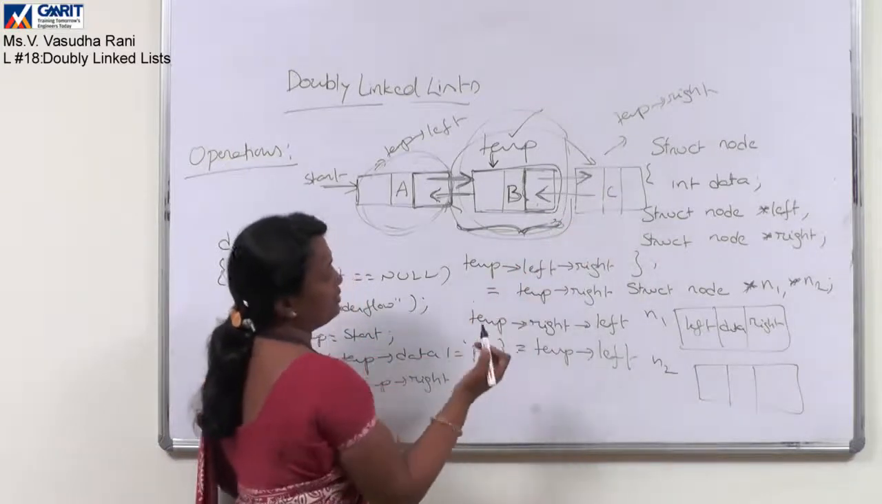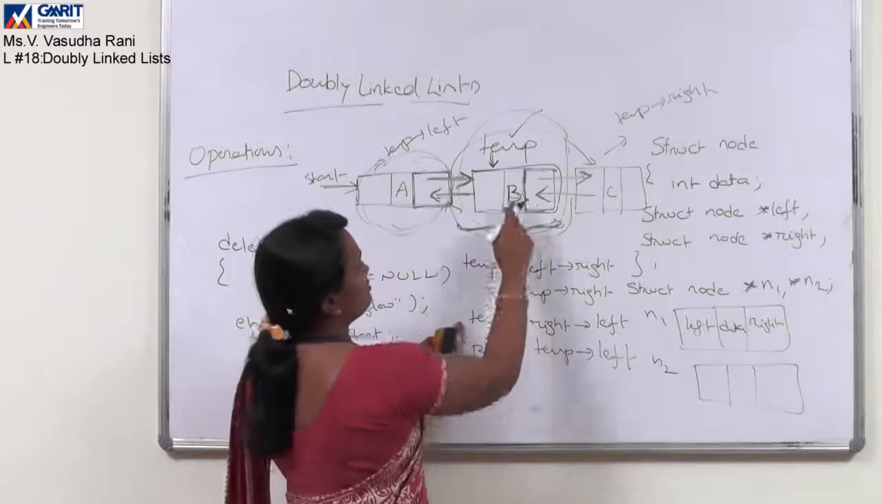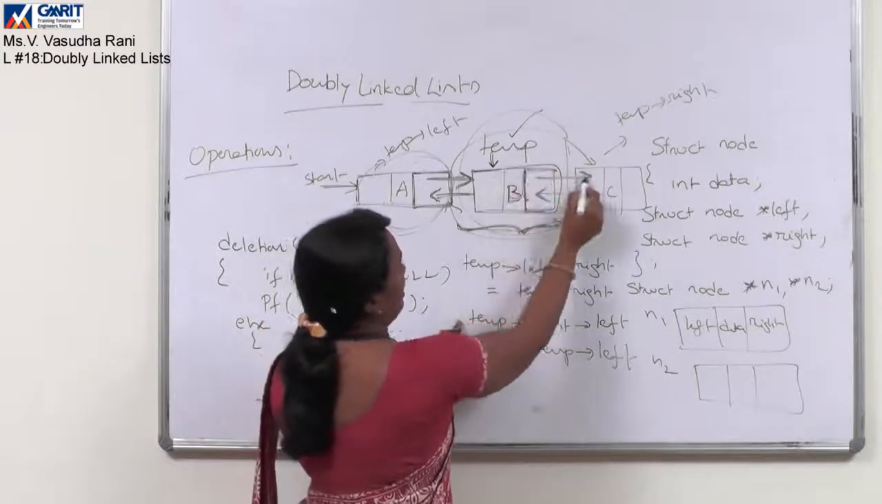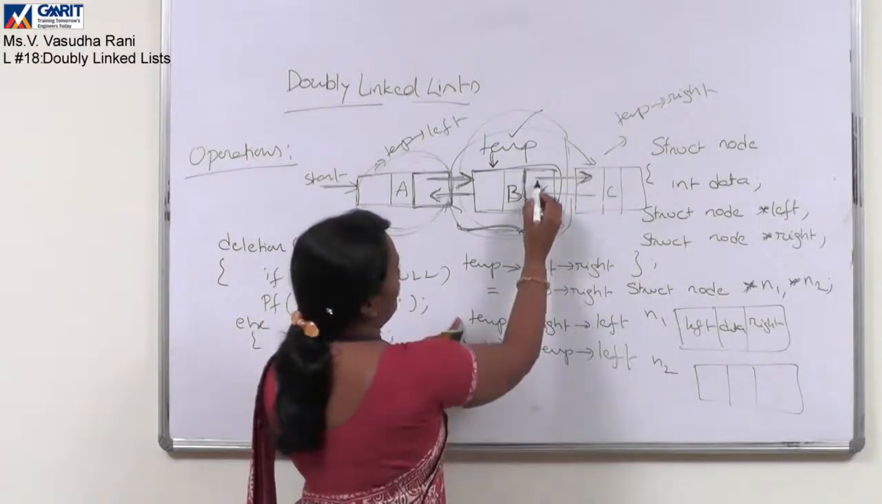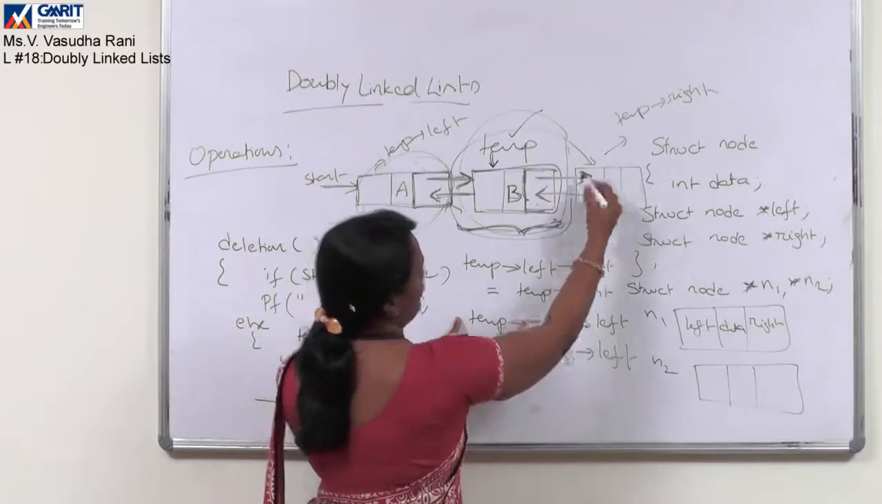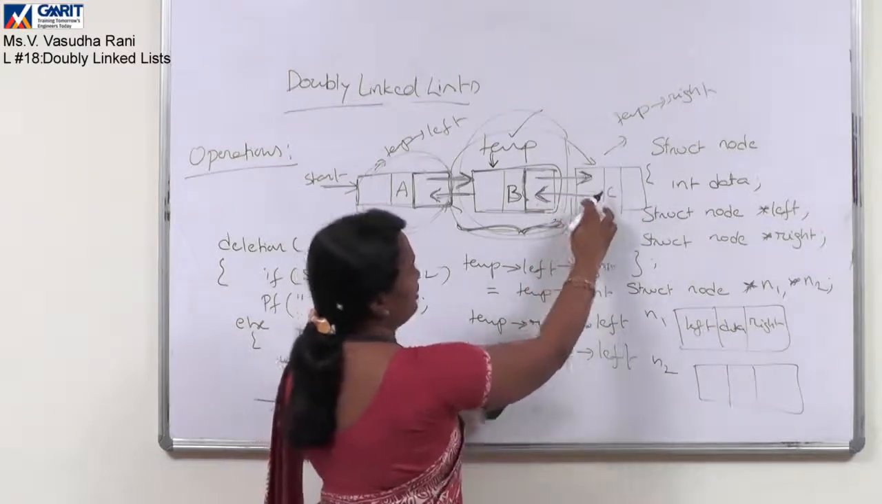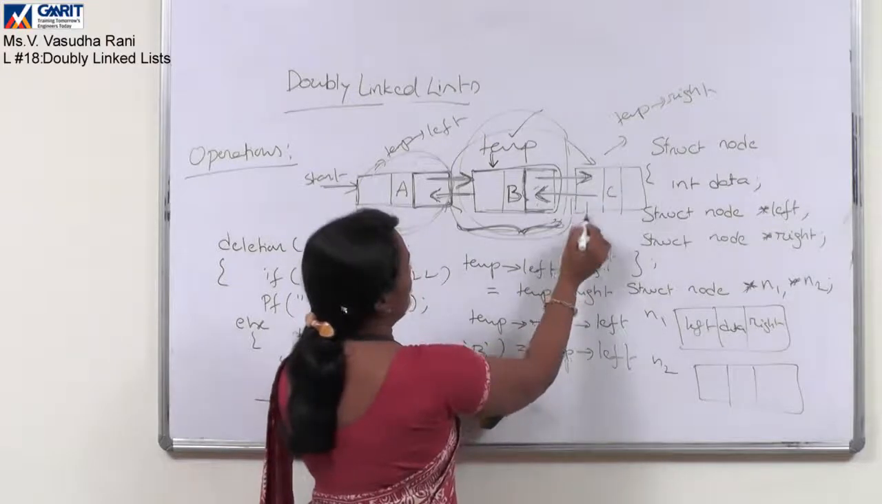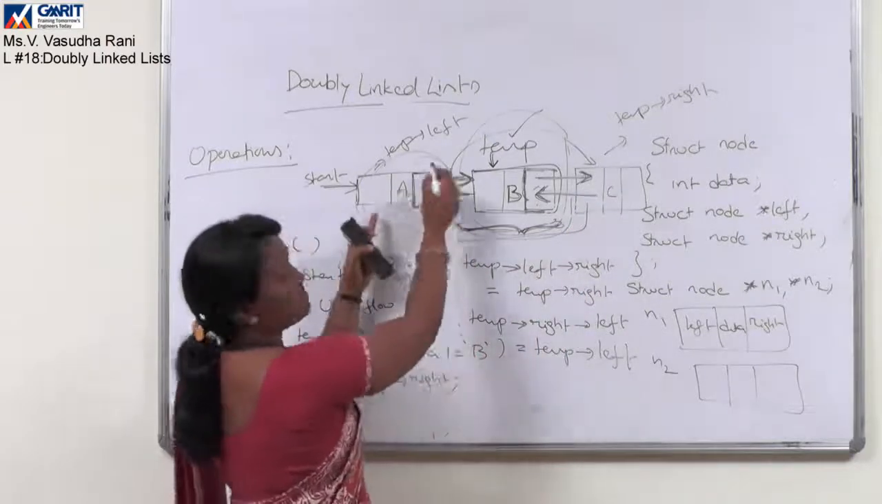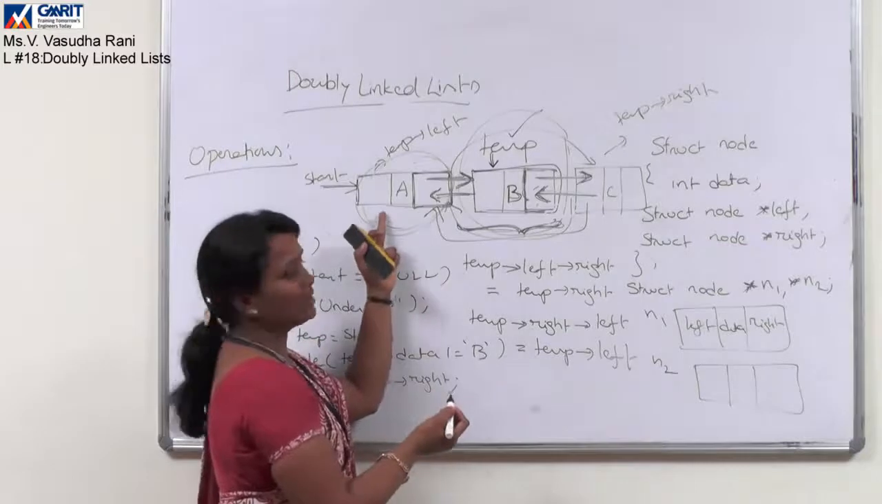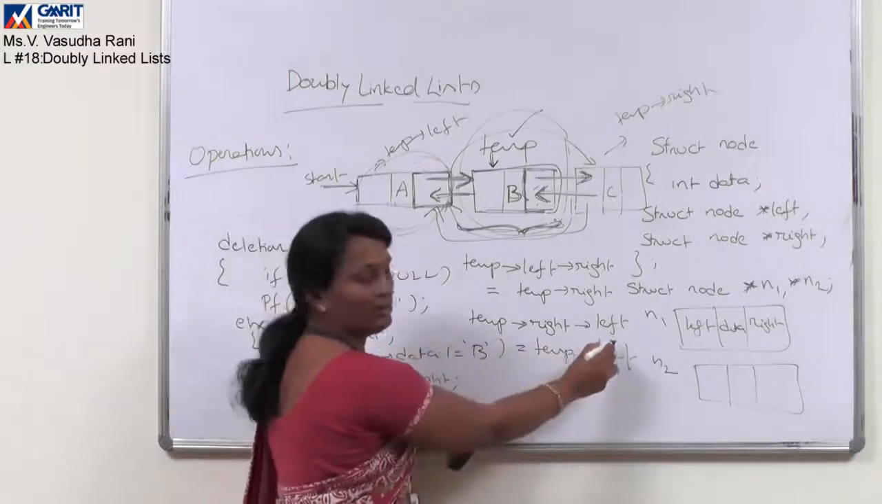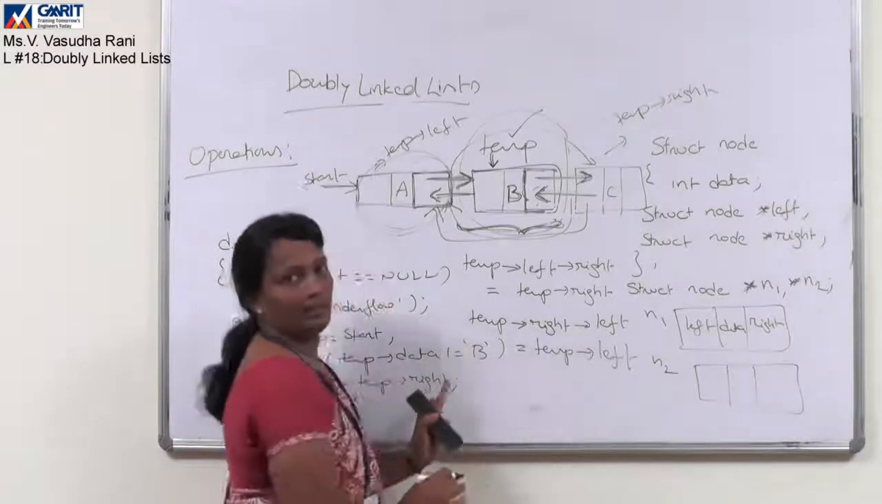So it is temp right. Temp right is referring to this node. Temp's right's left pointer should have the address of this particular node, which is referred to with temp left. So it is temp right left is equal to temp left.